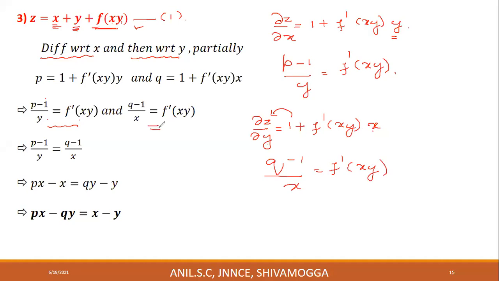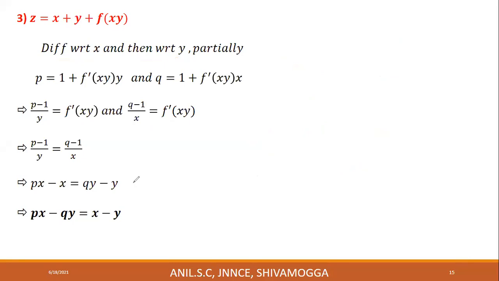That's what I wrote. F dash xy is equal to p minus 1 divided by y, and f dash xy is equal to q minus 1 divided by x. Now compare these two equations. The RHS of these two equations are the same, f dash xy here, also f dash xy. Therefore, we can equate the left hand sides. That is, p minus 1 divided by y is equal to q minus 1 divided by x. The rest is very simple. Simplify this.